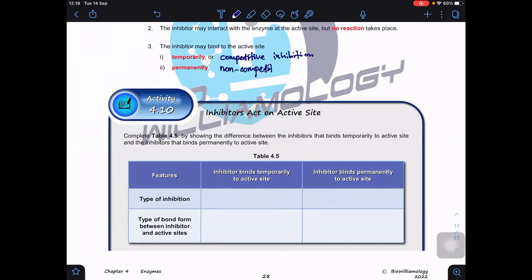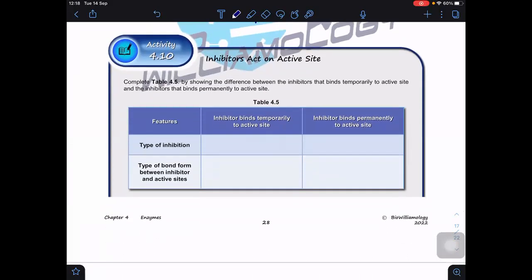Because of this, we have many differences between these two forms of inhibition. Are you clear? Let us look at what the differences are. First of all, the type of inhibition is competitive inhibition for the one that binds temporarily to the active site. But for non-competitive inhibition, the inhibitor binds permanently to the active site. So what type of bonds do they form? For competitive, temporary bonds, because they can't be permanent bonds, right? For permanent bonds, it is the covalent bond.